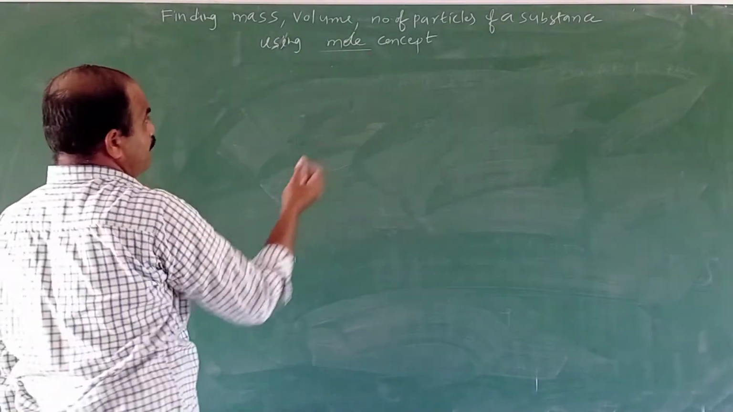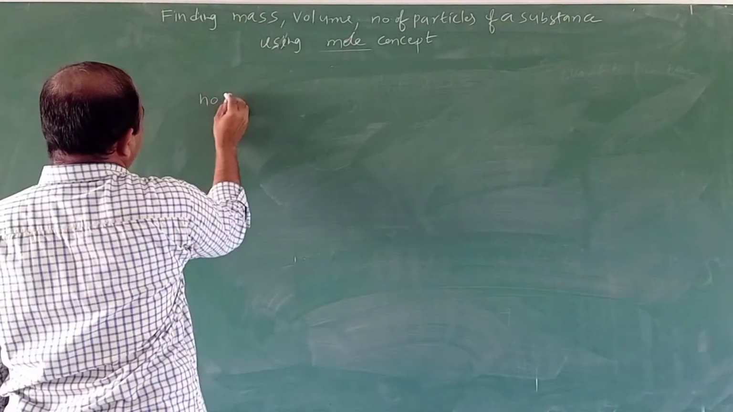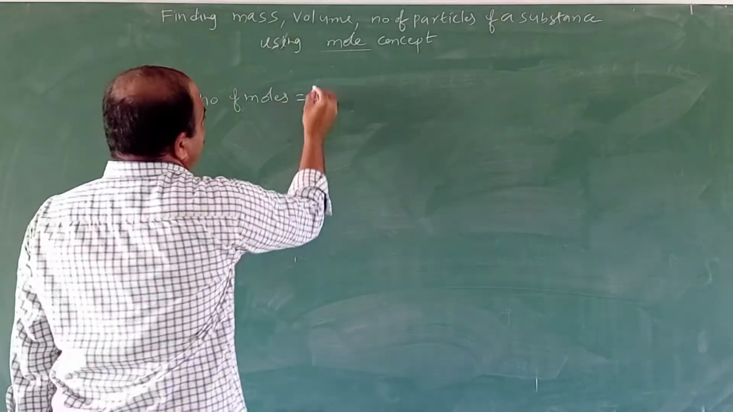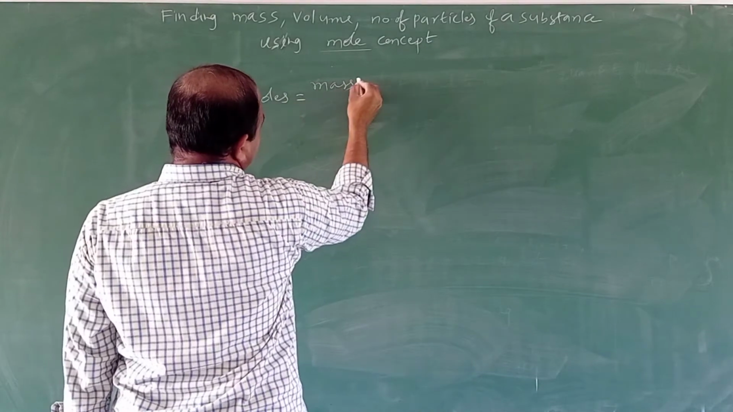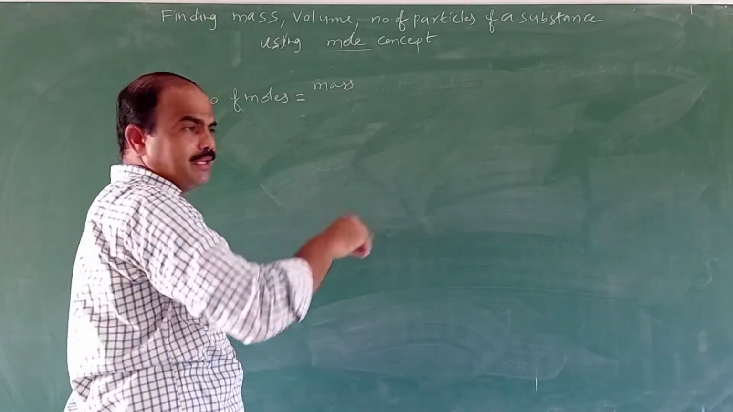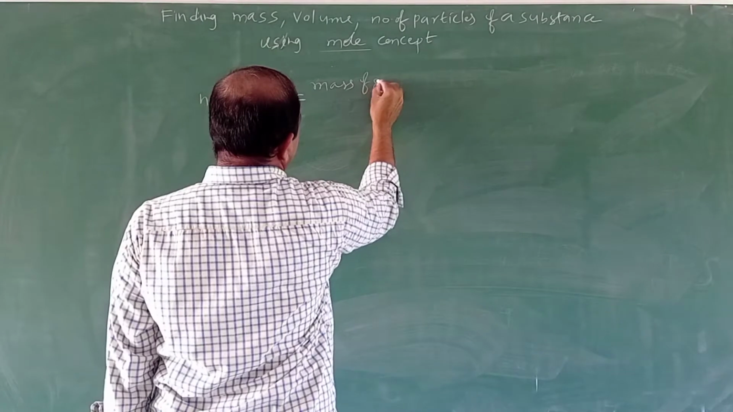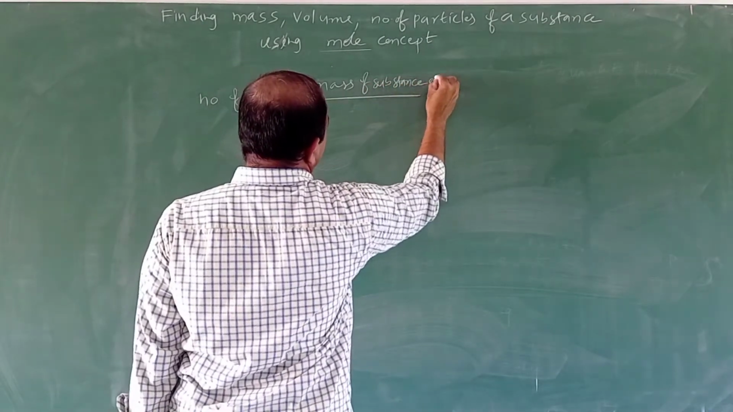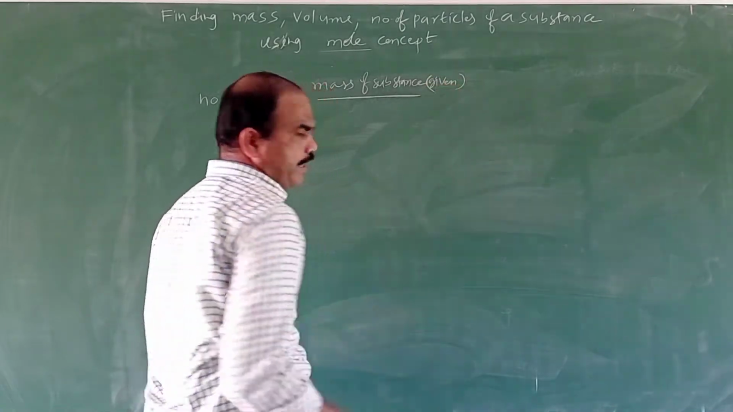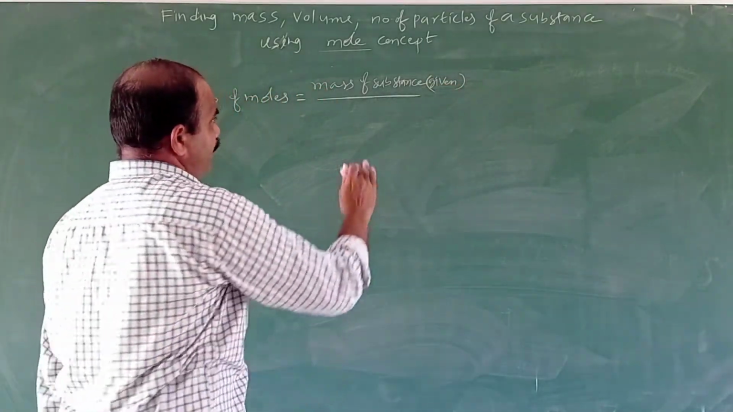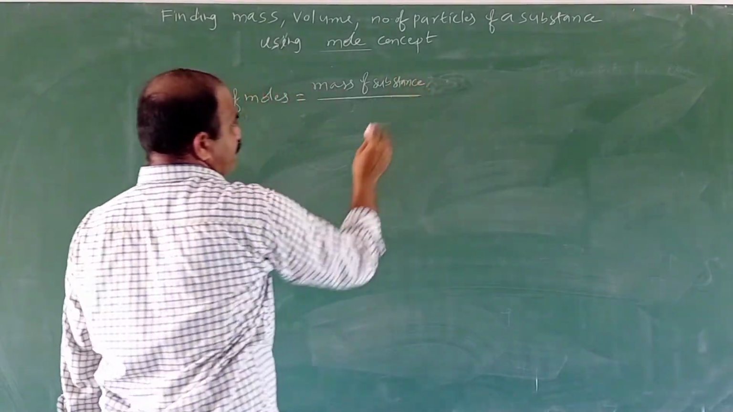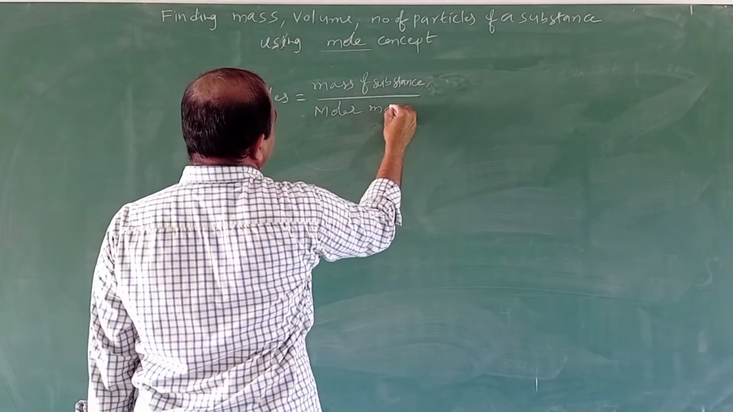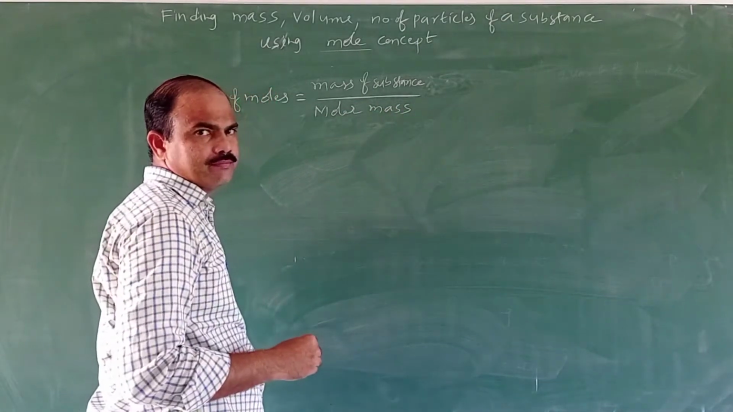So the formula will be of 3 types. The first one: number of moles is equal to the mass of the substance given, or the mass of the matter given. This must be given, or we have to find it; sometimes we have to find it, sometimes it is given. It is the mass of the substance divided by the molar mass. Molar mass is nothing but molecular weight.